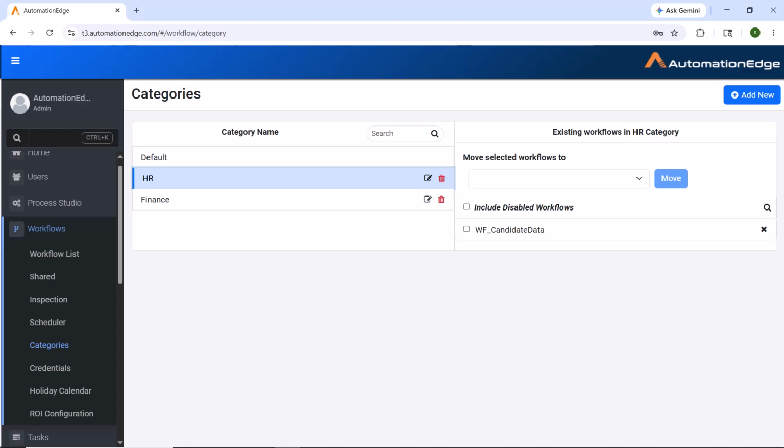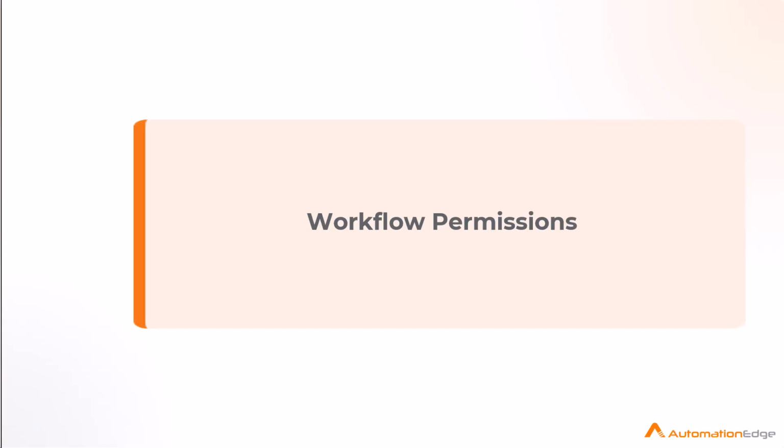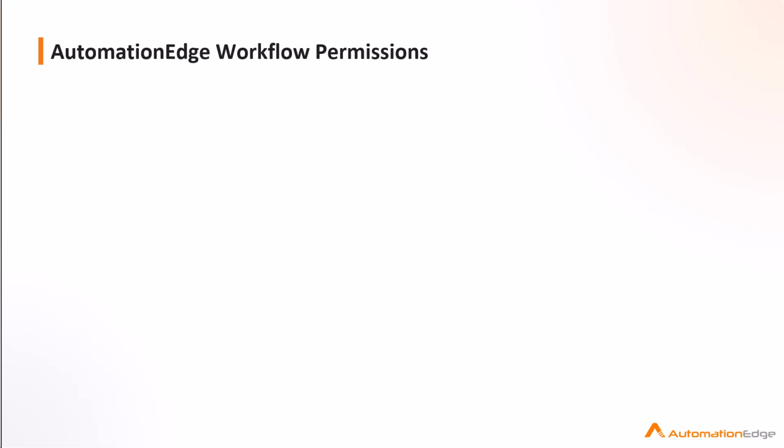Now that workflows are organized into categories, let's talk about something equally important. Permissions. Just because a workflow exists, does that mean everyone in your organization should be able to see it, run it, or even modify it? The answer is no. The finance team shouldn't be able to edit HR onboarding workflows. And not every employee needs to trigger the salary calculation workflow. Workflow permissions in AutomationEdge give you that control. With permissions, interdepartment data confidentiality or privacy is maintained.